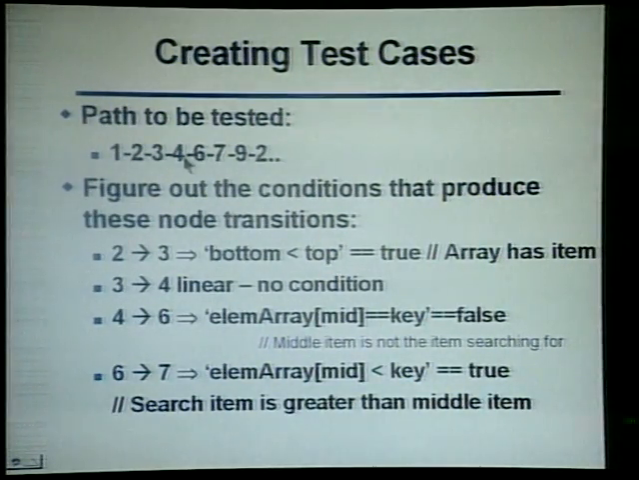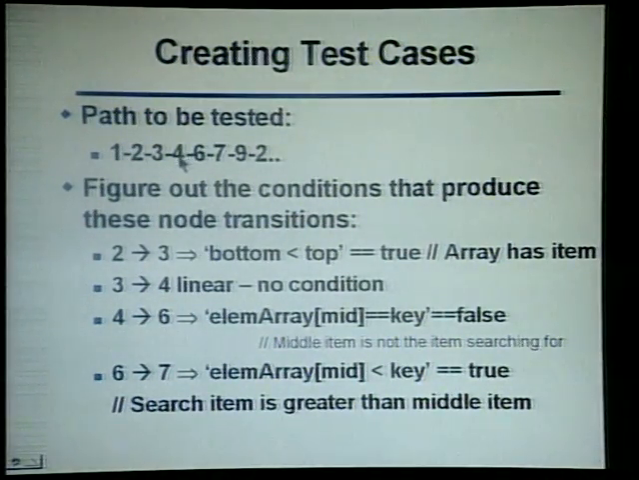Then we have to see which values can move our program execution from node 3 to node 4. Of course, there is no need of it because 3 to 4 is linear, no condition is required. So any value will automatically take you to node 4.